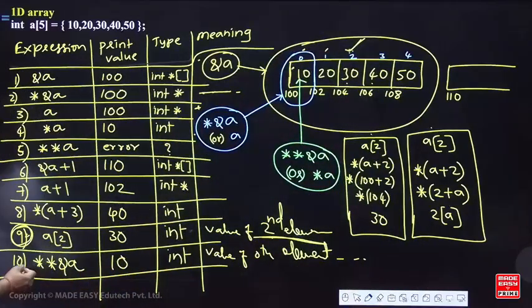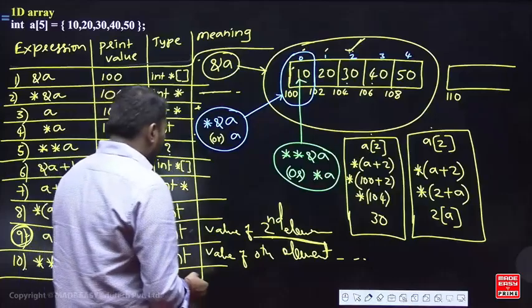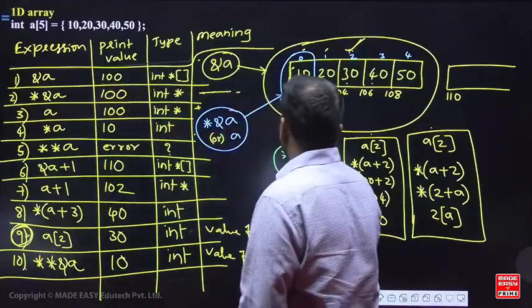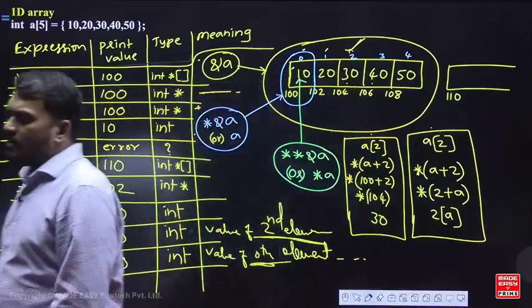Everyone written? Last one, the 10th one, there is no confusion: value of the 0th element of the array. Is this clear for everyone? All of you understood?